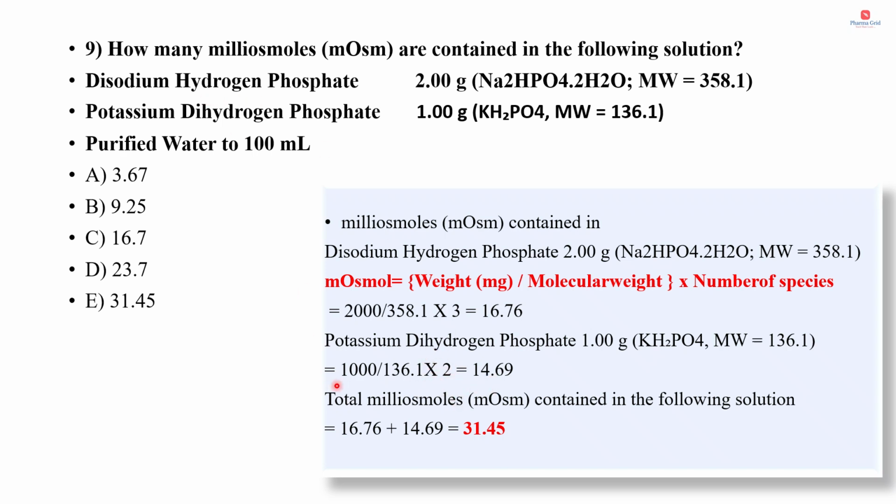So in order to calculate the total milliosmoles contained in the following solution, add these 2 milliosmoles, that is 16.76 plus 14.69, that is equal to 31.45. So here the correct answer is option A, that is 31.45 milliosmoles.